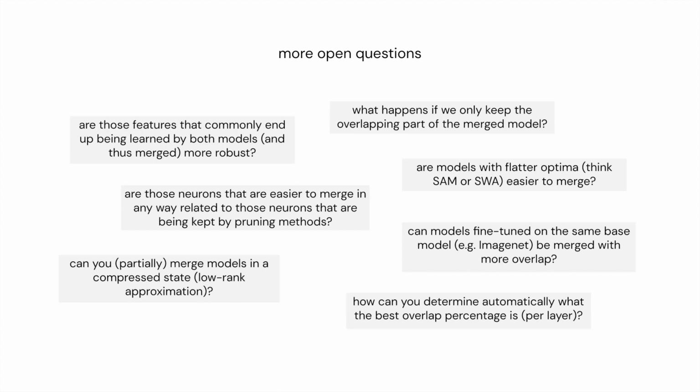Can you merge models easier if they have been fine-tuned on the same base model? It's very common that if you have a ResNet, you simply take the ImageNet weights as your base and then you fine-tune on your specific data set. Can you merge models when they are in a compressed state, for example, low rank approximation? And can you somehow automatically determine the overlap that you should choose, compared to having it as a hyperparameter, versus the method choosing the hyperparameter itself?